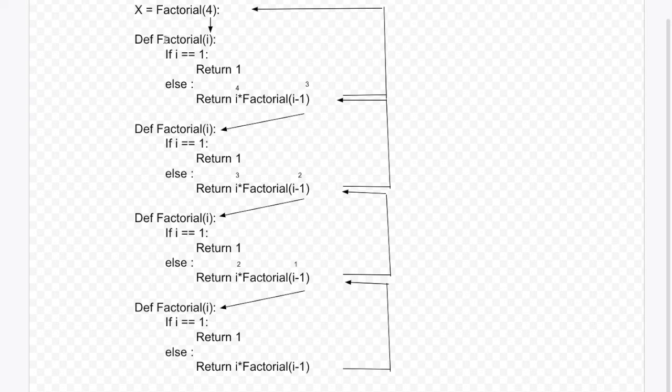So here I've said def factorial(i), where 4 is i. Then if i is equal to 1, which it is not, it goes into the else: return i times factorial(i minus 1), which is 3. So 4 times factorial of 4 minus 1, which is 3. Then 3 comes here, so i is now 3. Else, 3 times factorial of 3 minus 1, which is 2. Then else, return 2 times factorial of 2 minus 1, which is 1. Then here, if i is equal to 1, which it is, then return i.